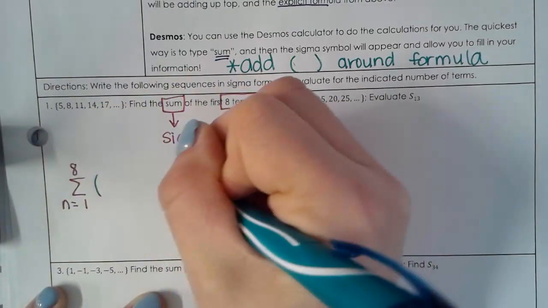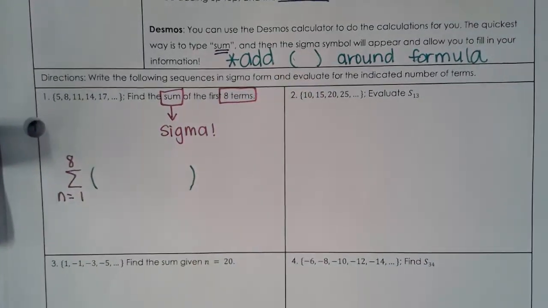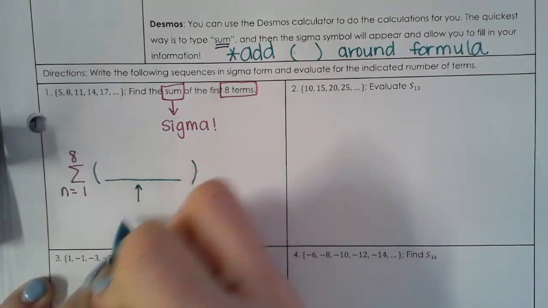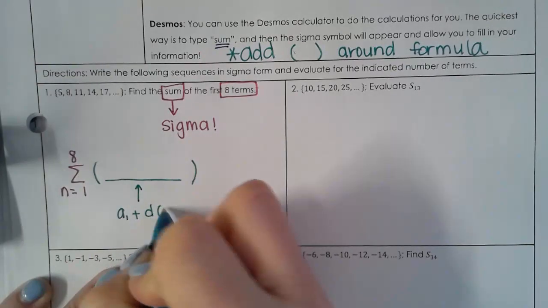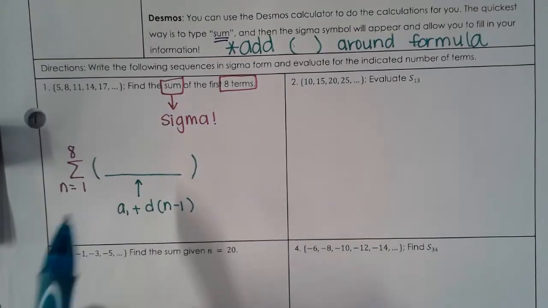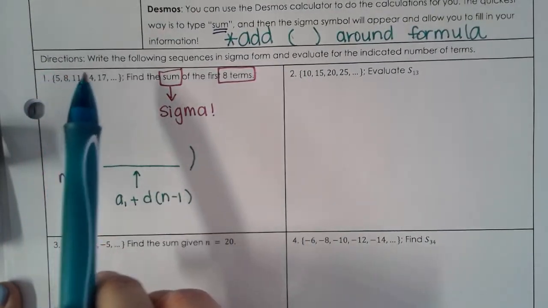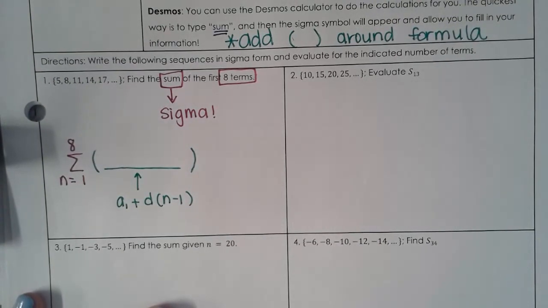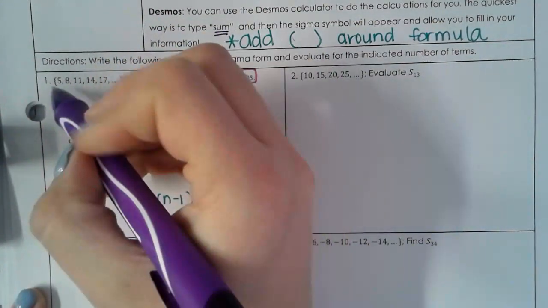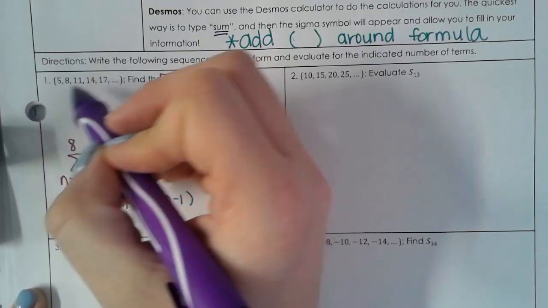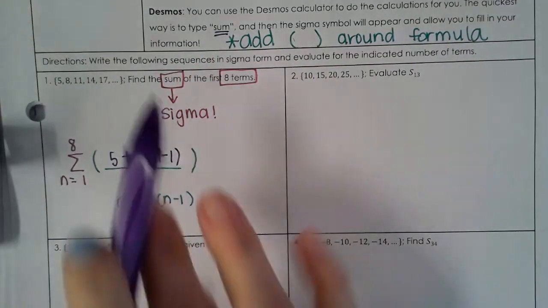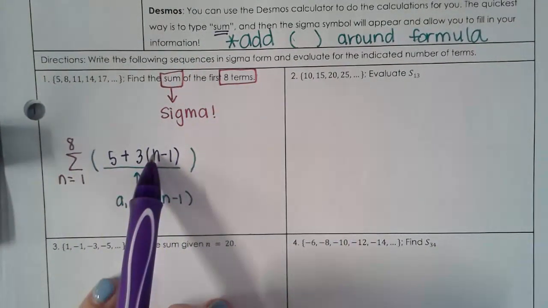And then we're going to put big parentheses around my entire explicit formula. We're going to do the A1 plus D times n minus 1 because this is an arithmetic pattern. It adds 3 every time. So A1 is 5 plus the common difference, which is 3. We're adding 3 every time. And then we're just going to leave n minus 1. You already put the 8 here. Don't put it here as well.